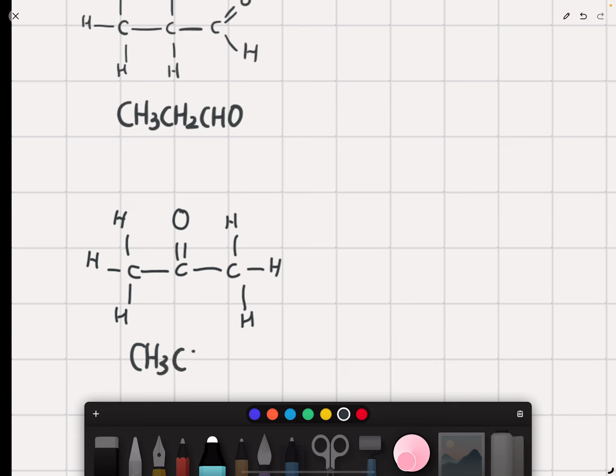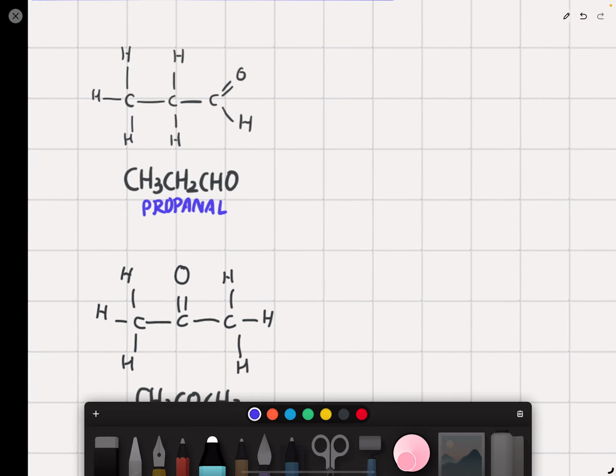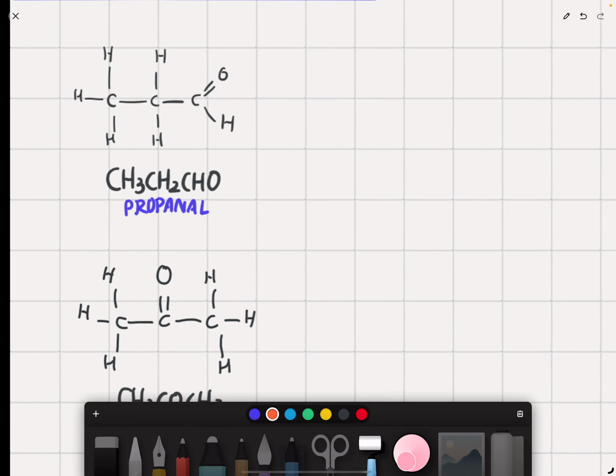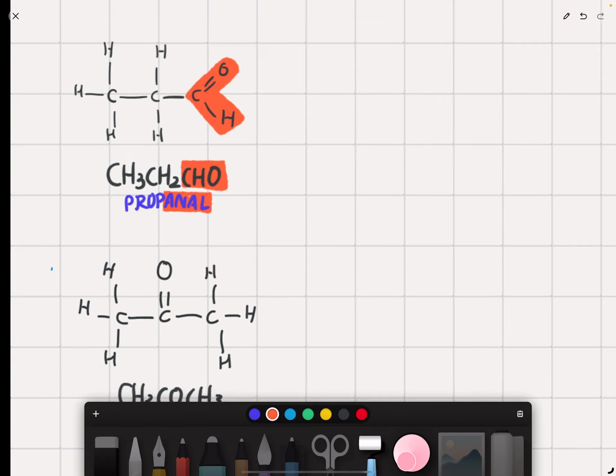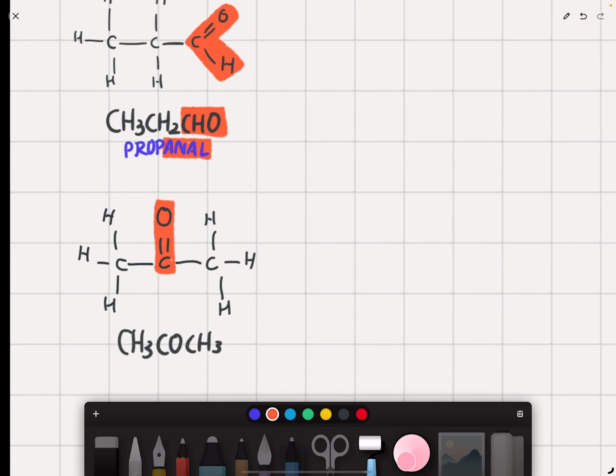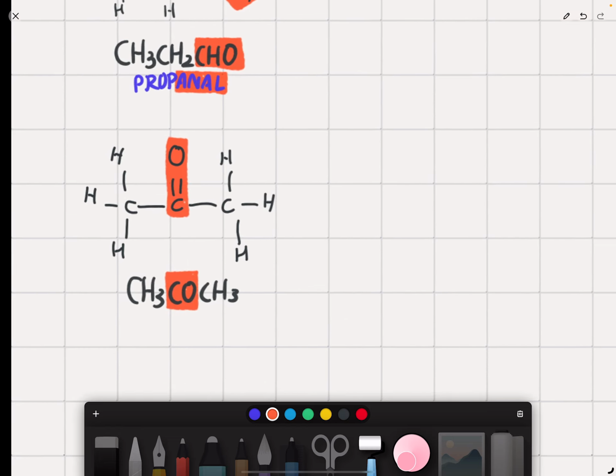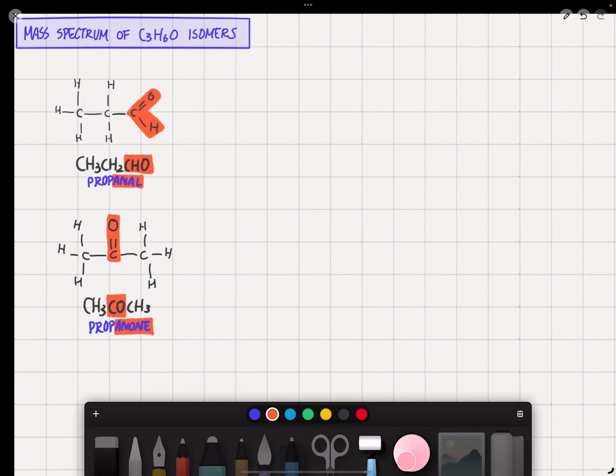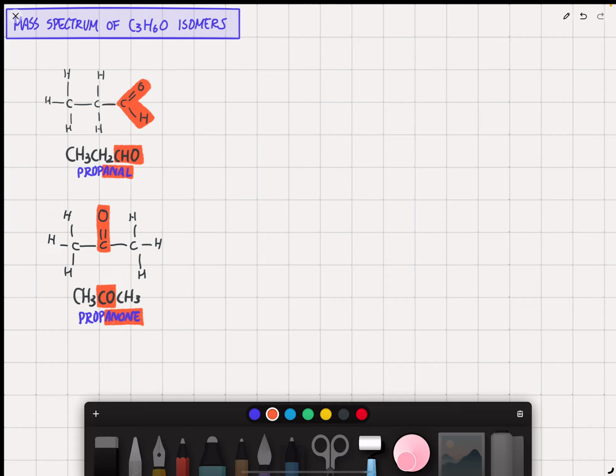So CH3COCH3. The one on top is called propanal, as it has the aldehyde functional group, so "-al" because of the CHO group. And then we have "-one" because of the C=O double bond. So this we call propanone. The "-one" is due to the C=O double bond, the carbonyl group.